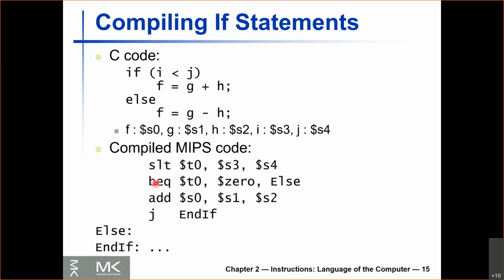Otherwise, if T0 was equal to 0, it means we're going to branch to the else. And if I'm in the else, I'm going to do f equals g minus h. So S0 is equal to S1 minus S2. So I'm going to have sub S0, S1, S2. And then after I'm done with f equals g minus h, I just go to the next instruction. So I go to the end if. I don't need to have a jump over here.